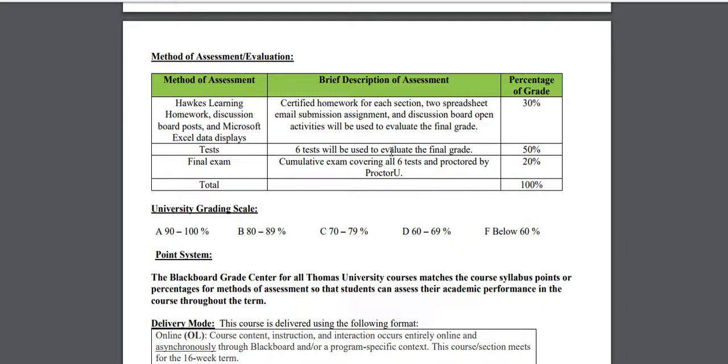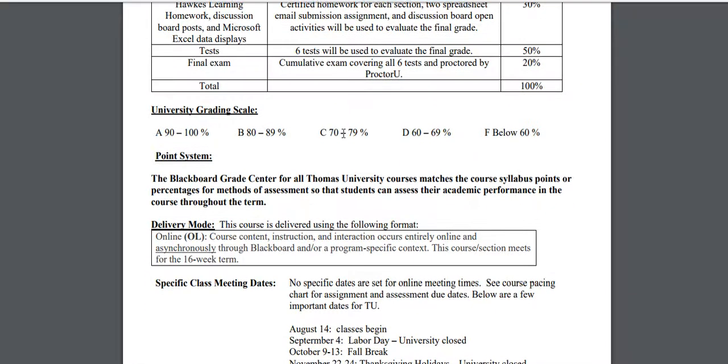You have 6 tests for 50% of your grade. You have a cumulative final exam that comes from those 6 tests that has to be proctored by ProctorU, and that's 20% of your overall grade. Follow standard letter grade system.